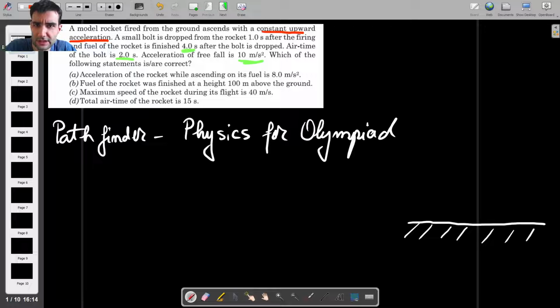So we know a bunch of times. We obviously know the free fall acceleration. And we have four options. And this is the kind of question where one answer can be correct, all answers can be correct, or anything in between. So let's try to work through this step by step. Let's see how we can maybe find the acceleration of the rocket. And for that, we're actually going to use the bolt. And you'll see how we do this.